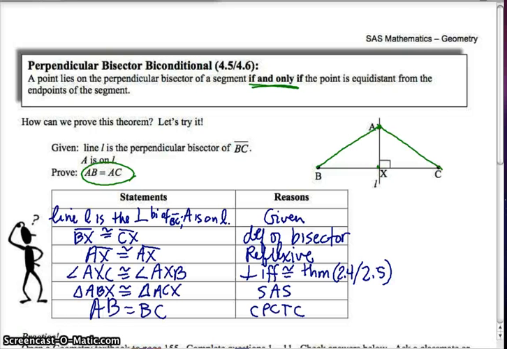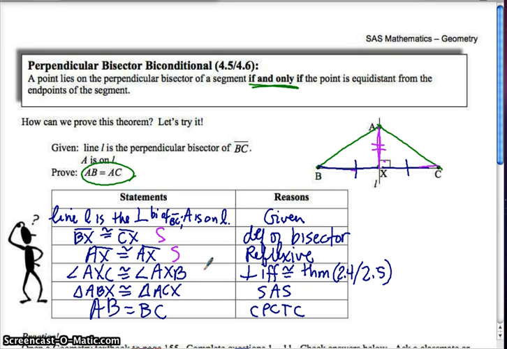So first of all, we know line L is the perpendicular bisector of segment BC. So the definition of perpendicular bisector allows me to say that BX is congruent to CX. Then you know that AX is congruent to itself, right? So we have a side here, we have a side here. So here's my second part. And obviously perpendicular bisector means it's going to intersect this line at a 90-degree angle. So therefore angle AXC should be congruent to angle AXB.